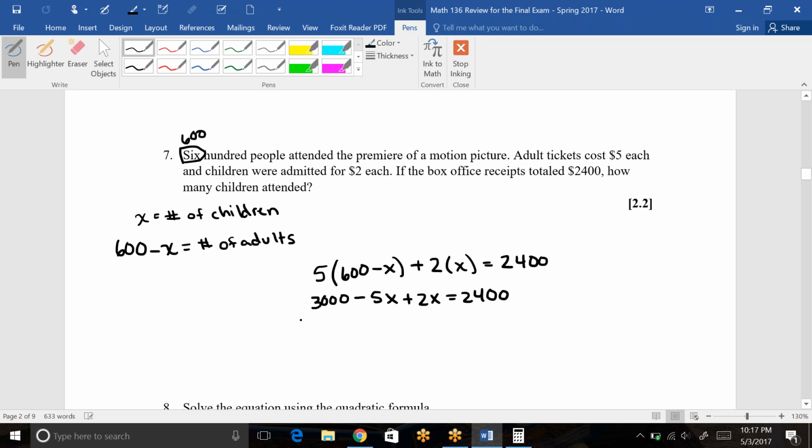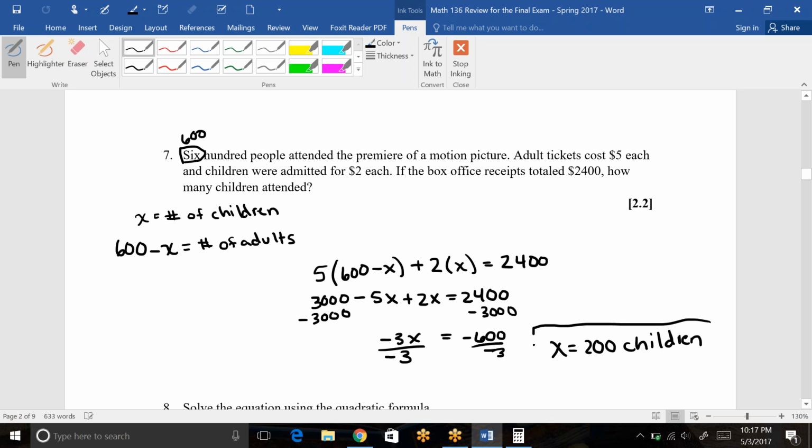So this would be, subtract that over, that would be negative 600. This would be negative 3x. Divide by negative 3, and it looks like we're getting 200 children. Now, they didn't ask us for the number of adults, but if they did, it would be 600 minus 200, so that would be 400 adults.